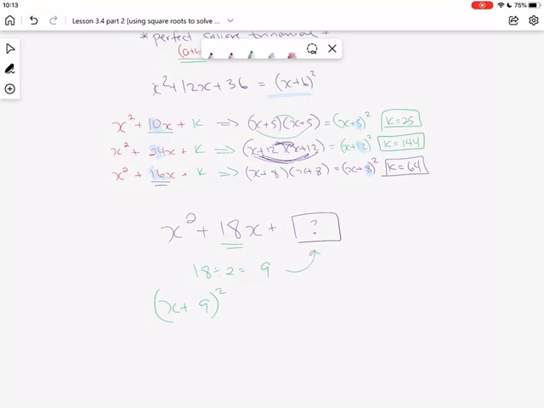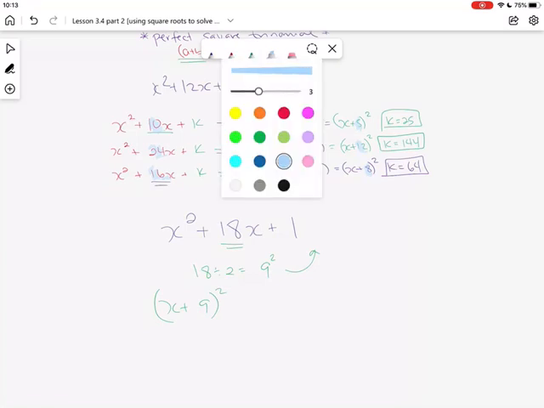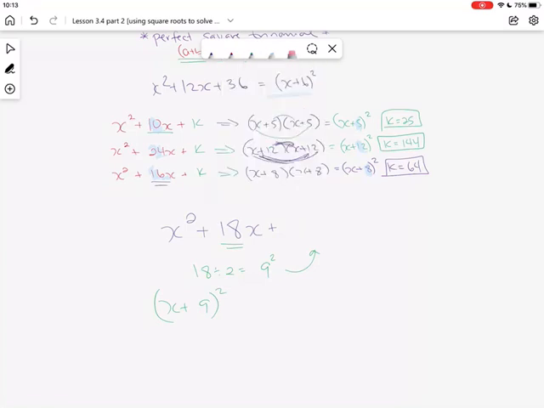And when I do that, I know that this number here will just be 9 squared. So in this case, this question mark is supposed to be 81. And I know that this is the same as x plus 9 all squared. And I know that this guarantees me a perfect square trinomial.